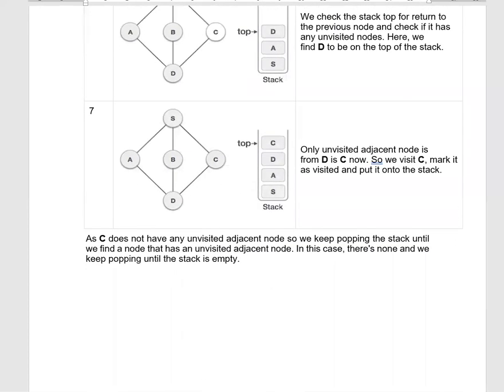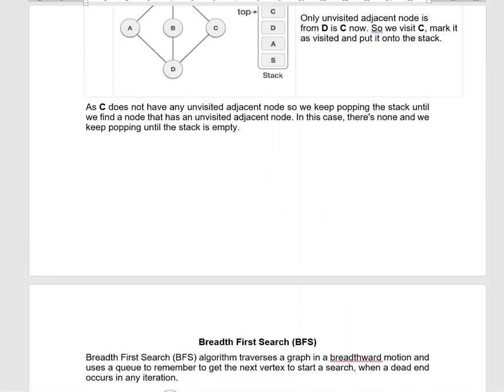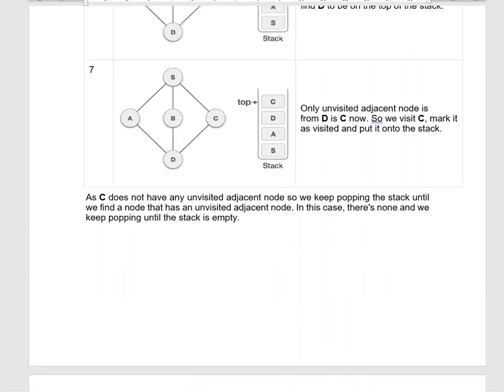So C does not have any unvisited adjacent node, so we keep popping the stack until we find a node that has an unvisited adjacent node. In this case, there is none, and we keep popping until the stack is empty. So that is known as depth first search.